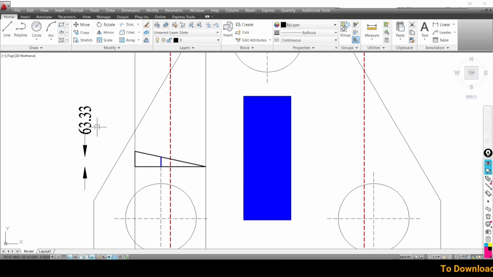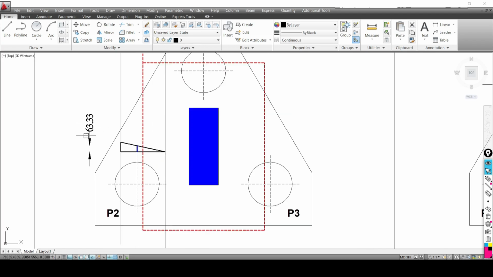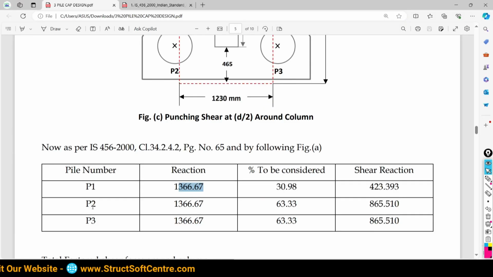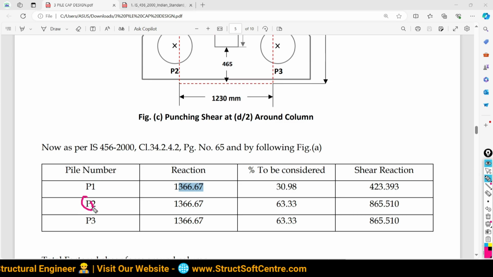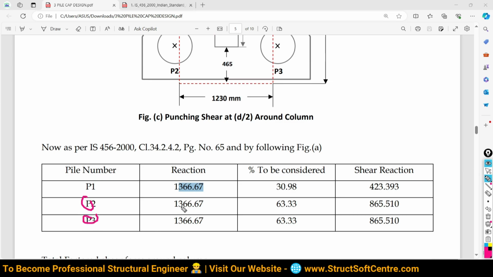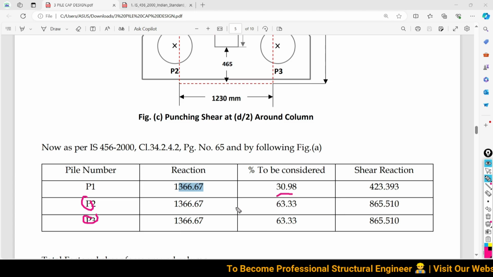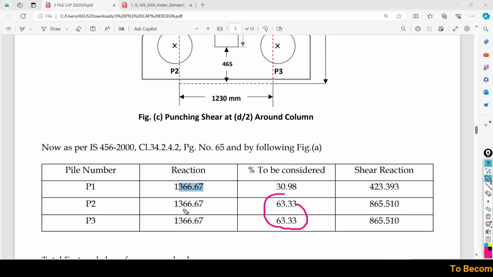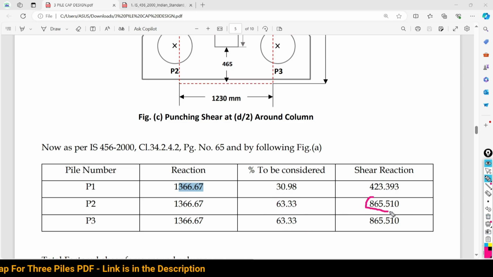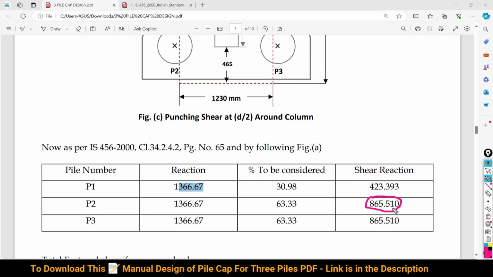It is actually 63.33 percent of the reaction we have to consider. So this is pile 2 and pile 3. As you can see in our tabulated values, for pile 2 and pile 3, the base reaction is 1366.67. The percentage we have to consider of this reaction is only 63.33 percent. If we multiply this 1366.67 with 63%, we get this much shear value we have to consider. This is the shear reaction, 865.51.